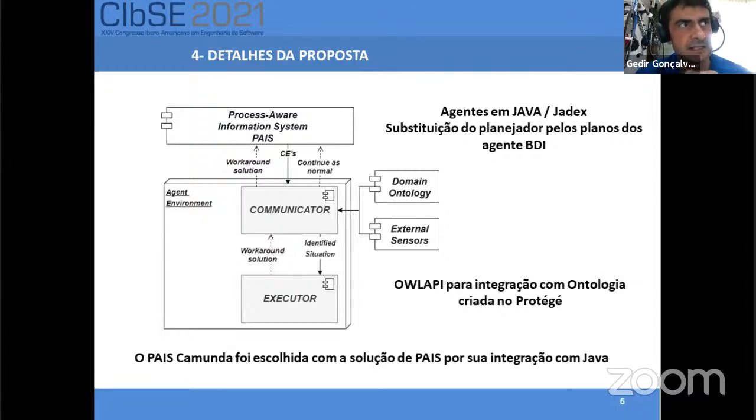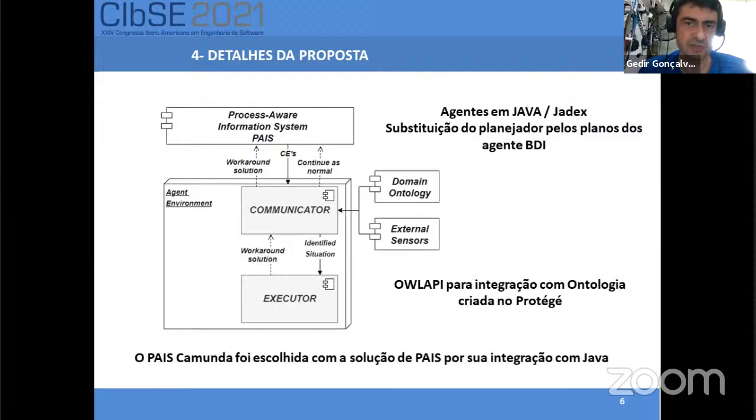Bom, essa arquitetura, como eu comentei, foi desenvolvida pensando na integração com o PAS. Aqui a gente tem o Process Aware Information System, o PAS, e aqui nós temos o ADAPT, com os dois agentes, o Communicator e o Executor. Adicionalmente, nós obtemos informações de contexto oriundas de uma ontologia de domínio. Essa ontologia é carregada para dentro do agente, passa essas informações para o agente, ao invés de virem todas as informações do PAS, e a gente consegue enviar, tratar, atualizar e carregar essas informações para os beliefs dos agentes.